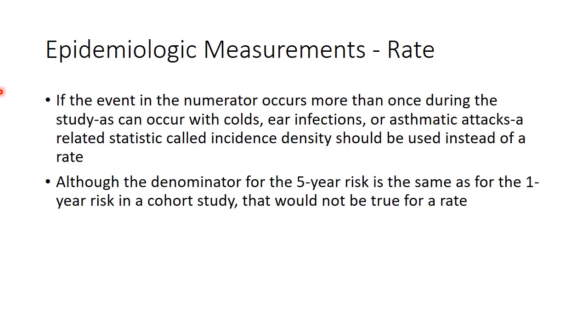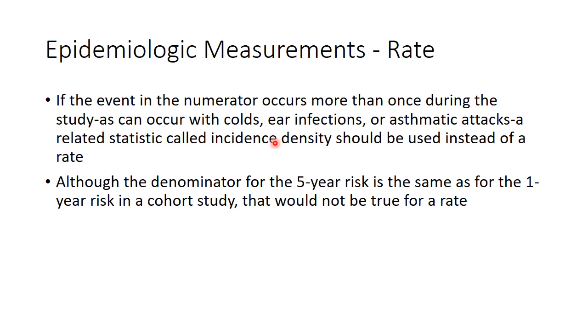Now, if we're trying to look at something where the event occurs more than once, like an ear infection or an asthma attack, rate will not be a good estimator of risk. Basically, what we should use instead is something we call incidence density, which we'll probably talk about later on in this course at some point.